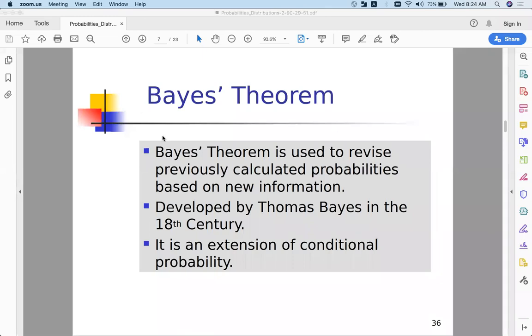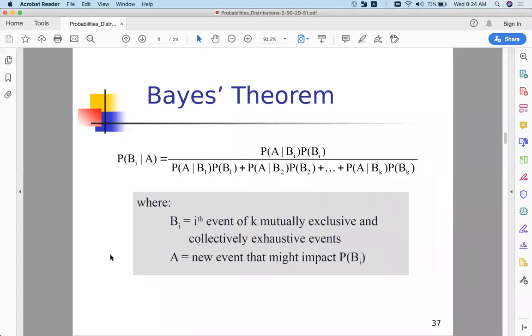Bayes theorem was basically developed by Thomas Bayes in the 18th century. It's an extension of conditional probability. So I'll show you the formula. This is how the formula looks. It might look like there are a lot of things going on, so I'm going to explain in simple terms. Then you guys work out one more problem, so you will get an idea.